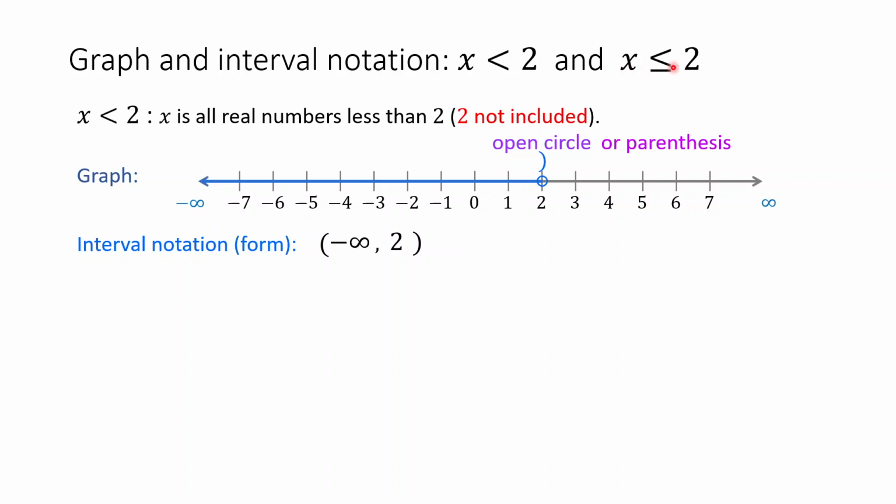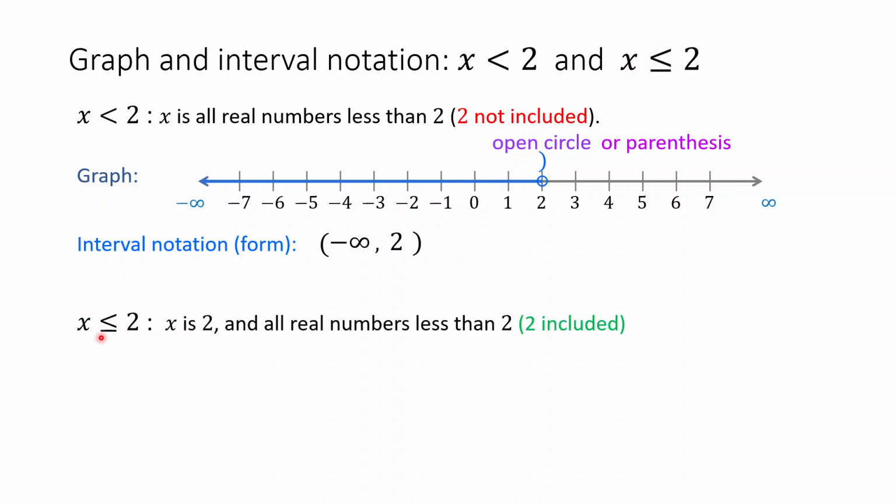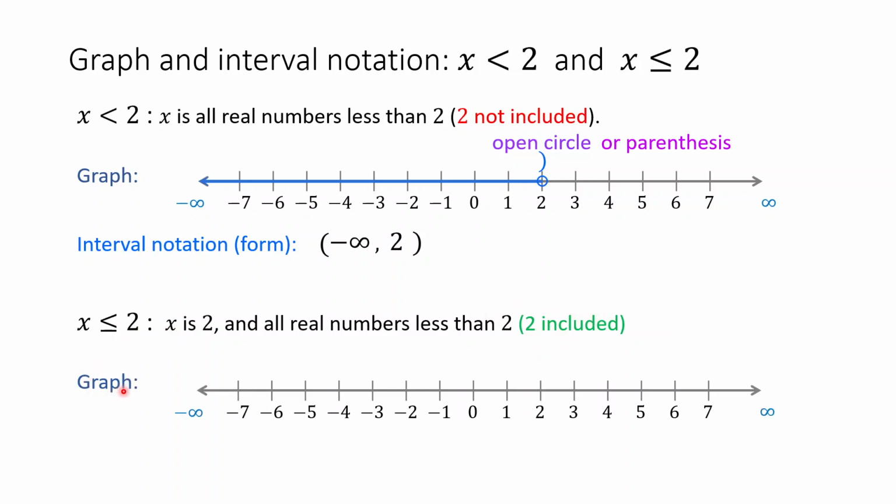Now let us draw the graph of this inequality. In this inequality, there is an equal sign, so the number 2 is included. Let us draw the graph. This number is 2, so go to the number 2 and here you need to put a filled circle because 2 is included. This is less than. Since all these numbers are less than 2, you need to draw a line from here to here, like this.